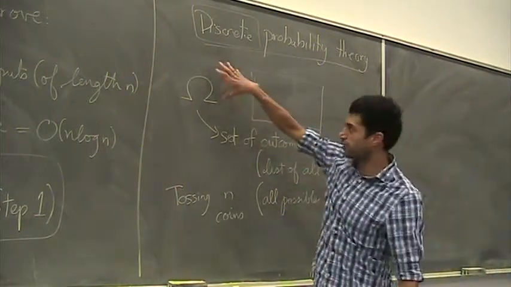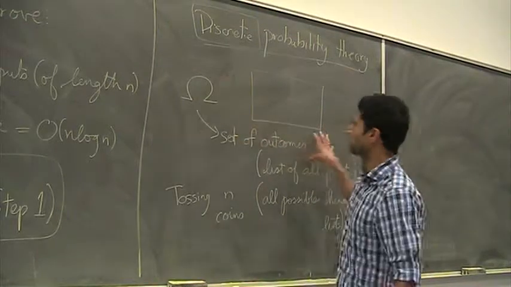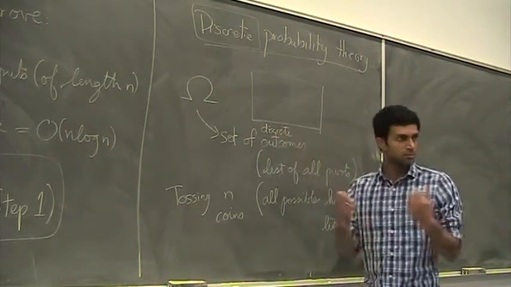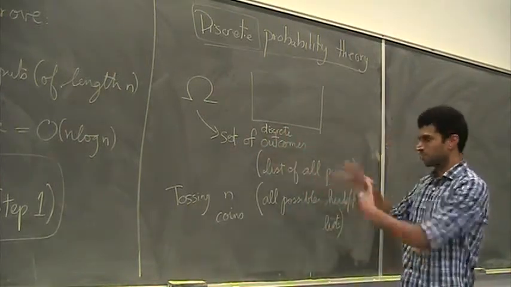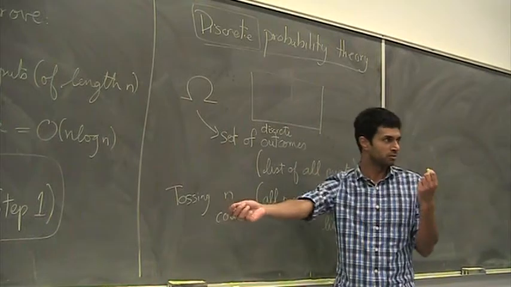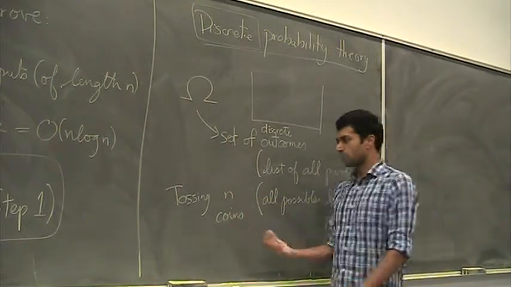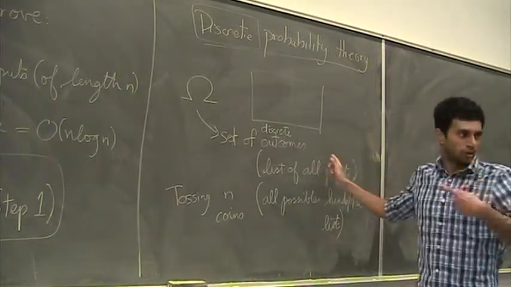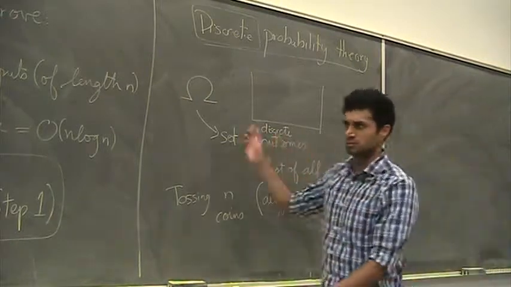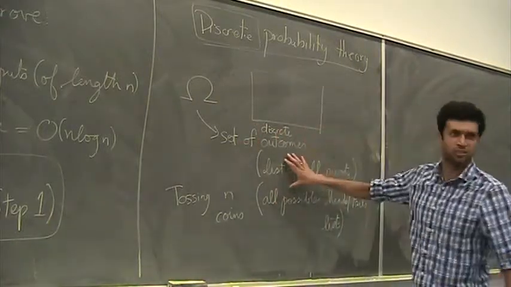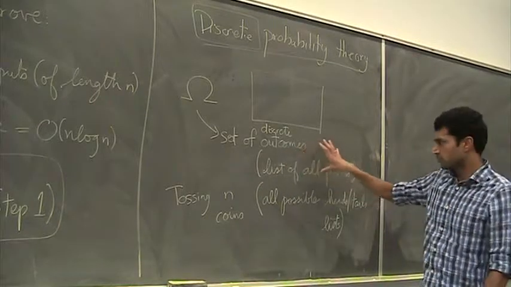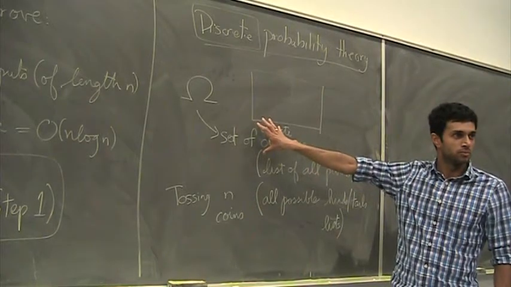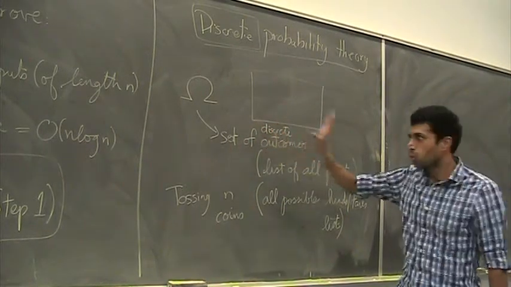So you could think of omega as representing the set of all outcomes, and in this case it's actually a discrete set. Here you could represent it as permutations. Here it's like bit vectors. In n coins there are 2 to the n possible outcomes, and here there are something like n factorial possible outcomes, depending on, well, it's more complicated than just n factorial. But the point is there's some set of outcomes that you can think of. It's a discrete set. Does that make sense?